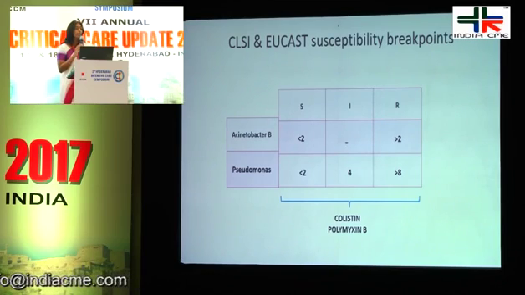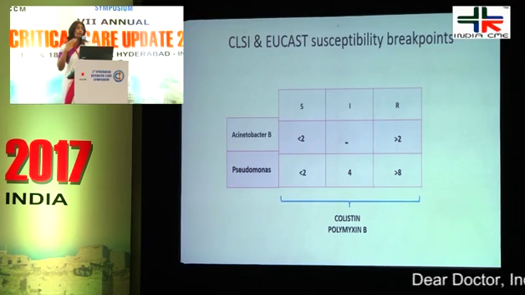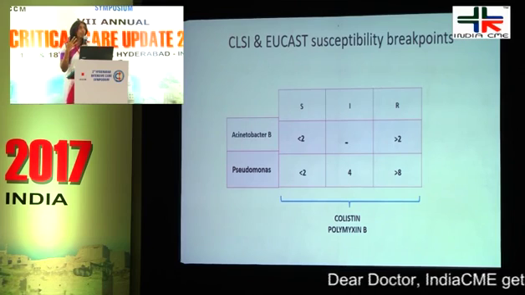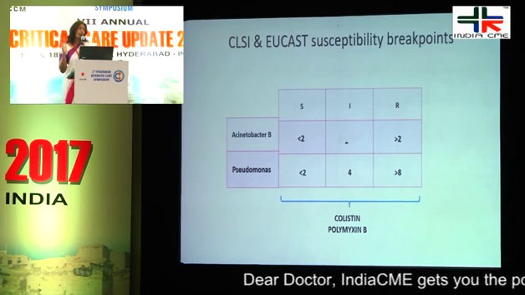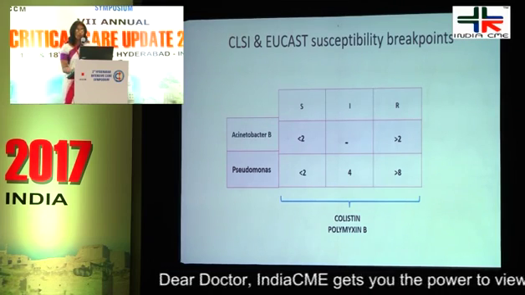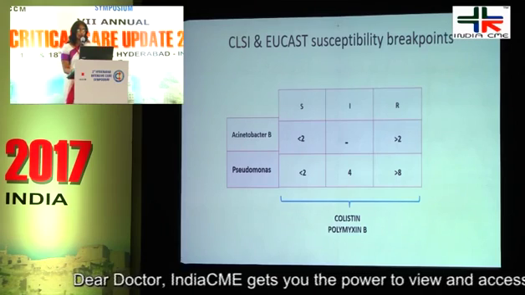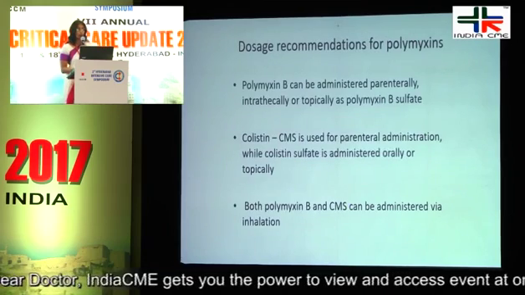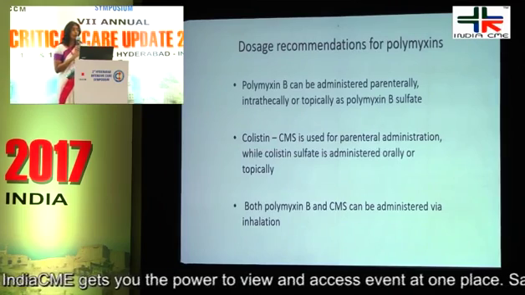Whereas for Acinetobacter, if the MIC is greater than 2, it qualifies as being resistant according to both CLSI and EUCAST breakpoints. It means that if we are treating an infection with Acinetobacter versus that with Pseudomonas, our necessity to dose the patient with a higher dosage of polymyxin or colistin is more important because the MIC range is very narrow. So how do we dose polymyxins?